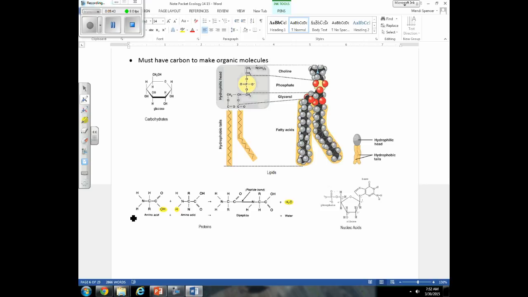So we have those 4 types of organic molecules: the carbohydrates, lipids, proteins, and nucleic acids. And I just wanted to review the structures a little bit with you, since our test is only about a month away, so that you can understand that the basis of all these molecules is carbon.